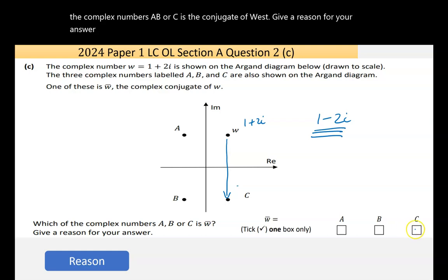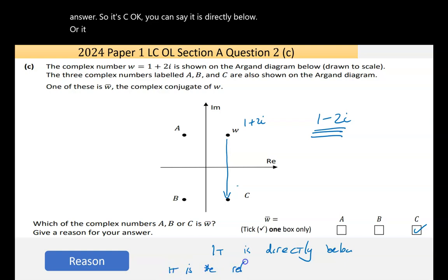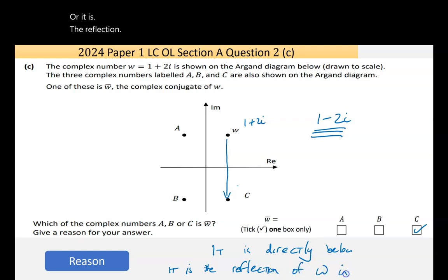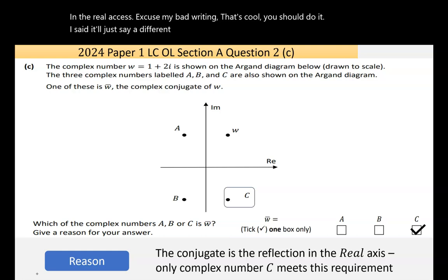So it's c. Okay. You could say it is directly below, or it is the reflection of w in the real axis. Now, excuse my bad writing. That's cool. This should do it. Okay, I said it just slightly a different way, but that's it.